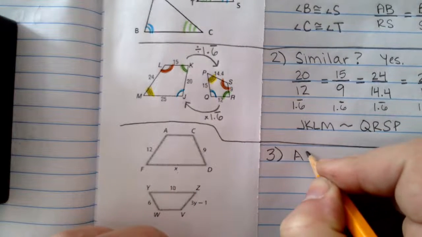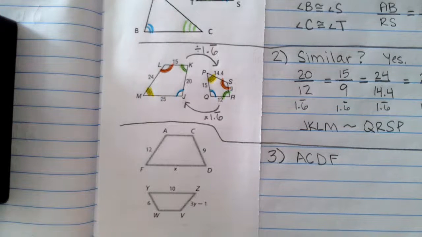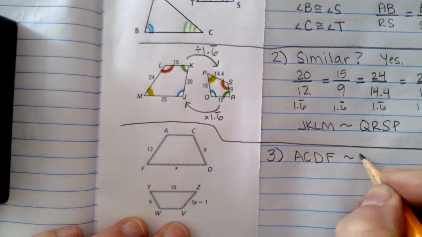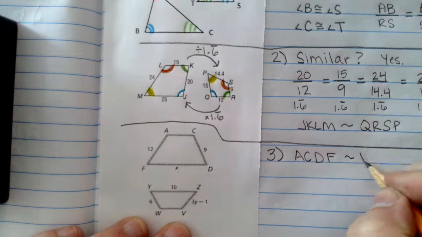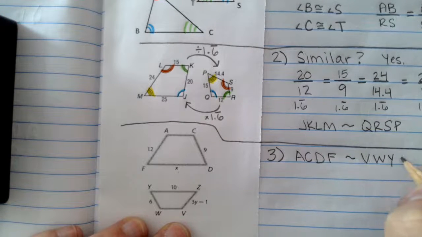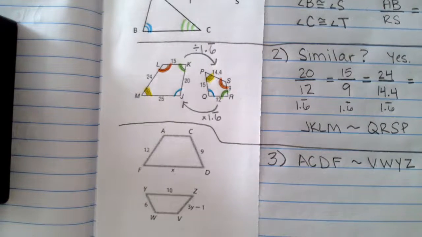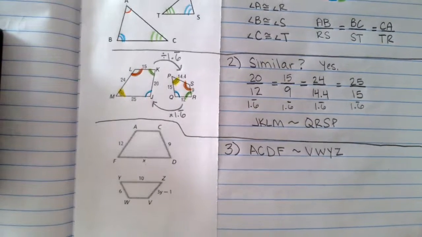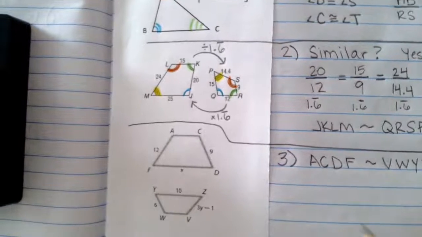So when we look at x, what side is x? Oh my goodness, I'm going to freak out on this thing. There we go. What side is x? FD. So FD is going to align with what other side over here? YZ. So does that mean x is just 10?